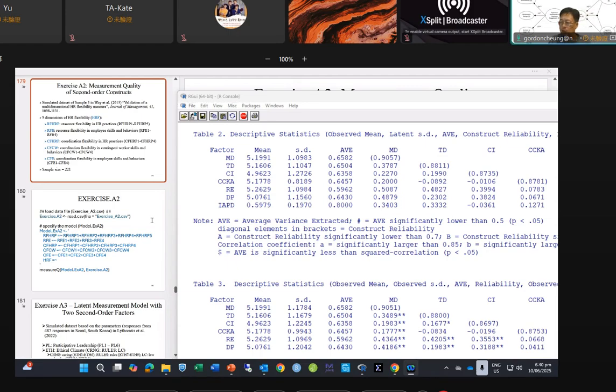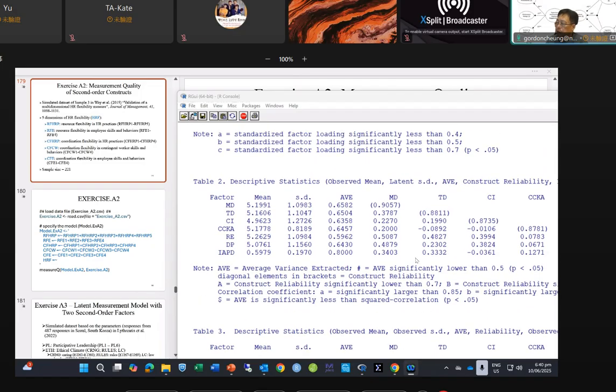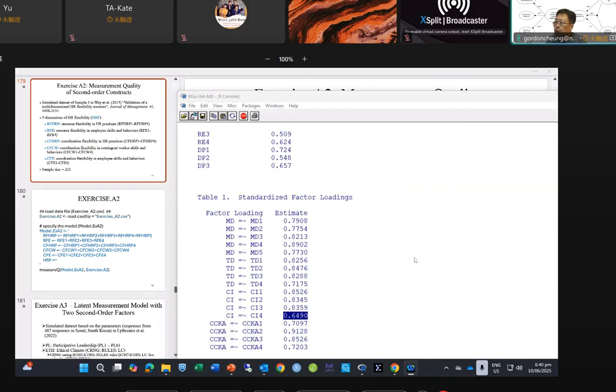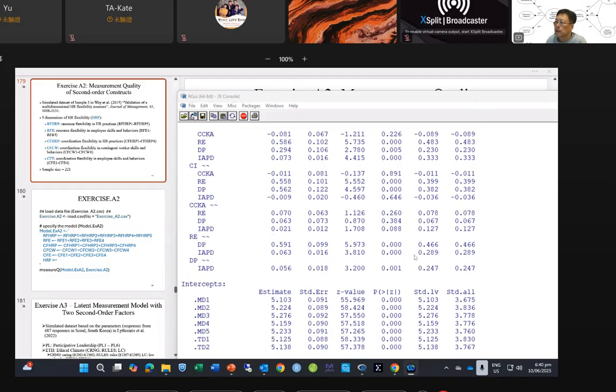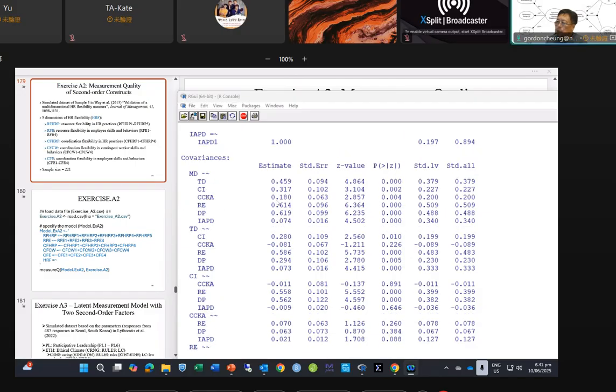Calculate the correlation coefficients in table 2. The correlation coefficients in table 2 are the correlation among the latent variables. If you go to your output, you can see there is a section about the covariance among your latent constructs. And the last columns are the standardized R. These are the correlation coefficients among your latent variables.